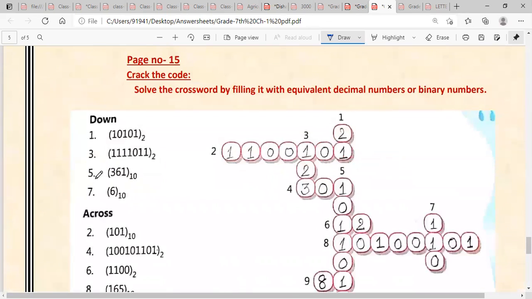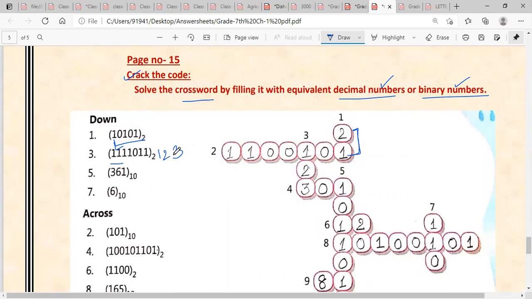Okay, now come to page number 15, crack the code. Solve the crossword by filling it with equivalent decimal numbers or binary numbers. You just have to fill in the decimal numbers and binary numbers. Suppose convert this one down, 21. The binary number of 21 is 10101, and next is 123.